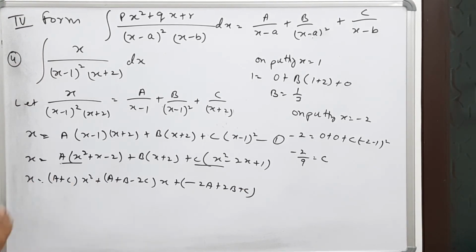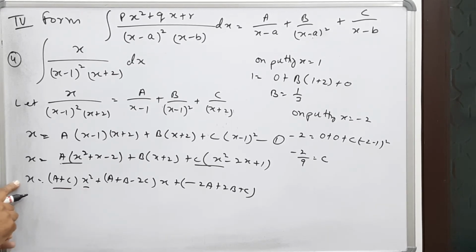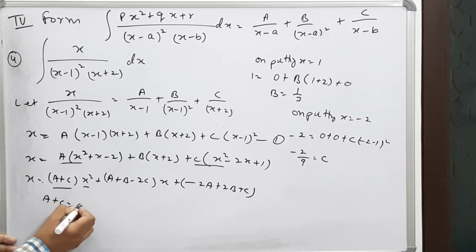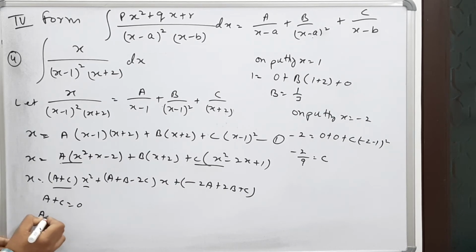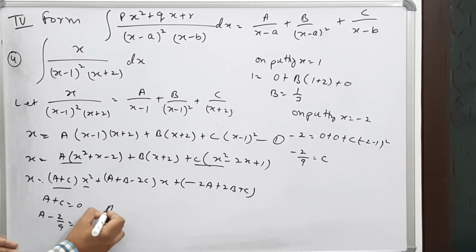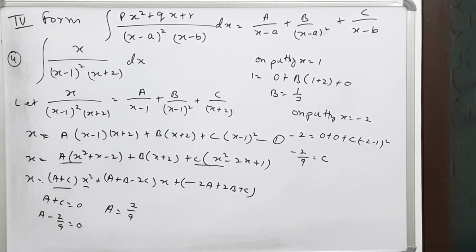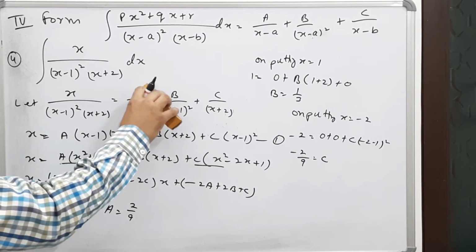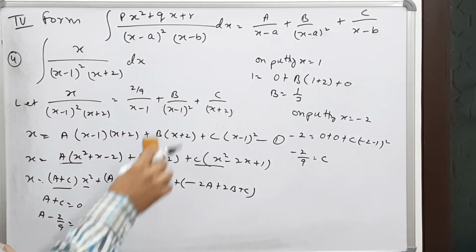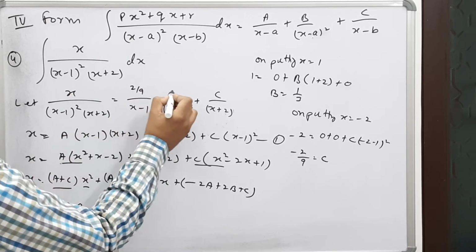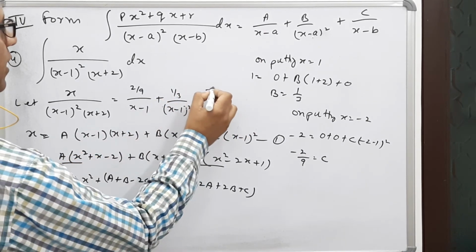Now if you compare these two, here the x² coefficient is a + c and there the coefficient of x² is 0. So we can write a + c = 0, and if you put the value of c here, then it is a − 2/9 = 0. So the value of a is 2/9. Now we have got the value of a, 2/9, so put a = 2/9 here. We have got the value of b, 1/3, so 1/3 will be here. We have got the value of c, −2/9, so −2/9 will be here.